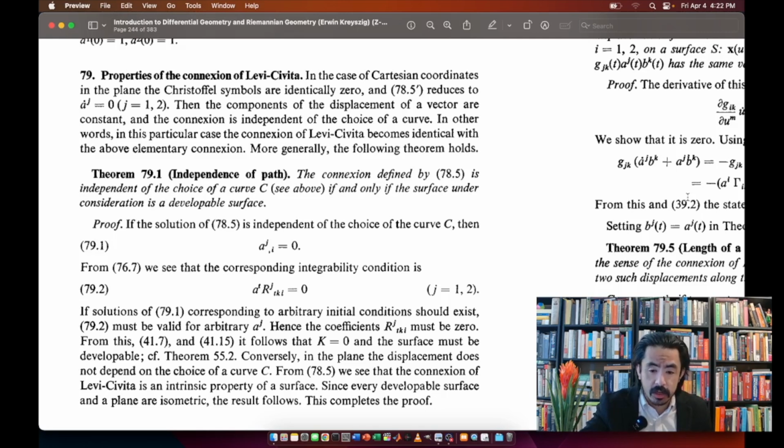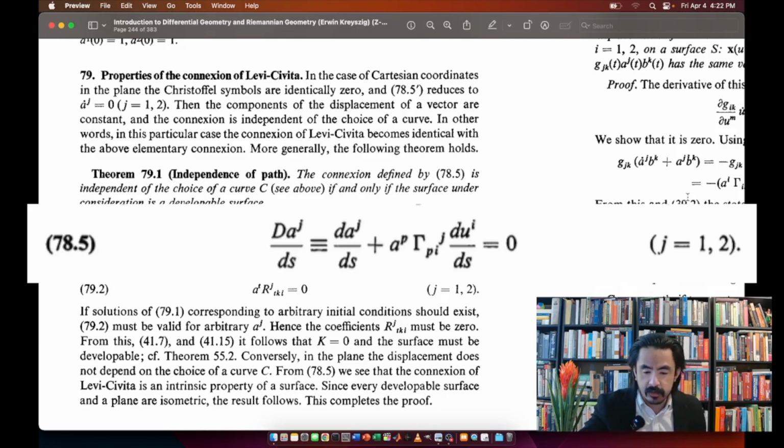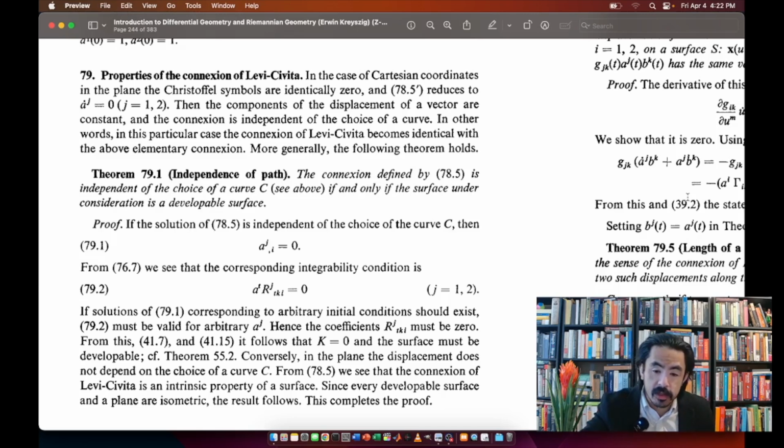The connection defined in the previous section, which I'll just flash on screen right now, is independent of the choice of a curve capital C, again see above, if and only if the surface, or see the previous episode 36 rather, if and only if the surface under consideration is a developable surface. And I talked about developable surfaces, I think, in episode 21, which is roughly section 52 out of this book here. The proof is as follows.